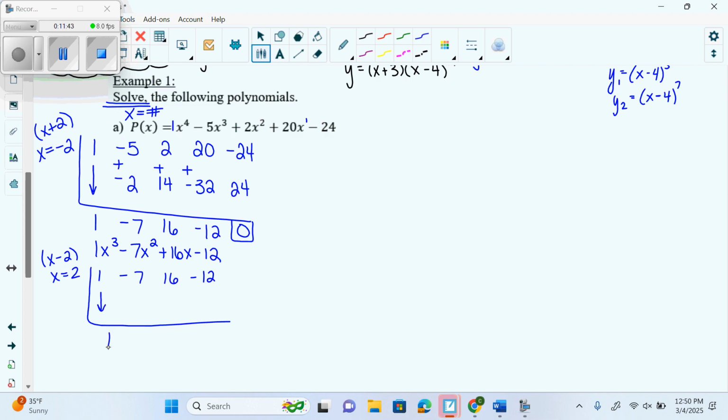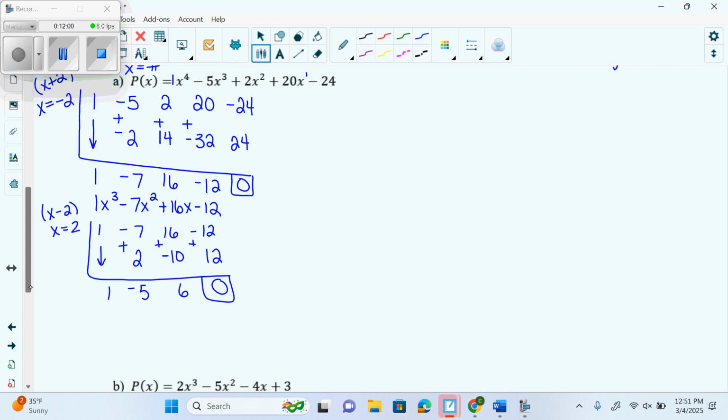Drop the 1. 2 times 1 is 2. Add it, negative 5. Negative 5 and 2 is negative 10. Add it is 6. 2 times 6 is 12. Add it is 0. And this is my remainder. It needs to be 0, correct? If it's not a 0, we've got problems. And then we have 1x squared minus 5x plus 6. When we factor that, we're going to get x minus 2, x minus 3.